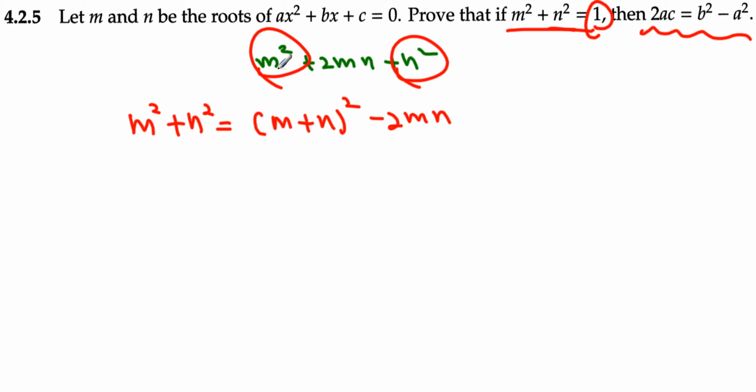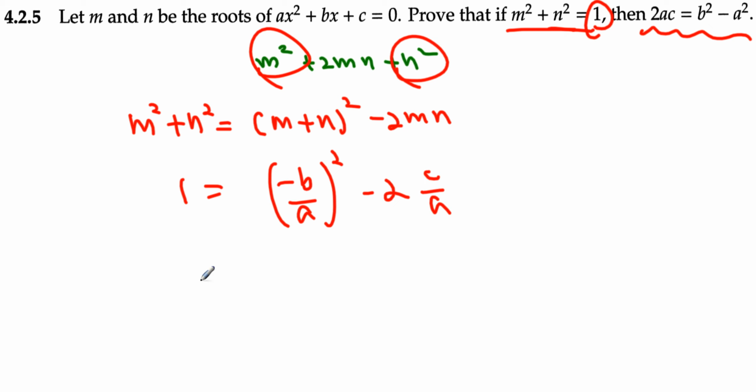Now, in this case, what do you realize? m squared plus n squared is equal to 1. From the left side, we realize m plus n is the sum of the roots. What is the sum of the roots? That's negative b over a, squared, minus 2 times m times n, which is the product of the roots, which is c over a. Now, if I expand this a little bit further, then we get b squared over a squared plus 2c over a.